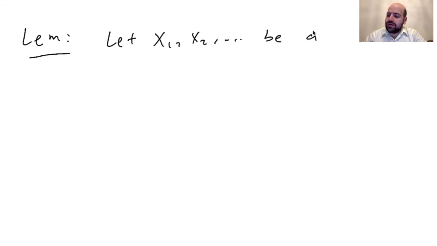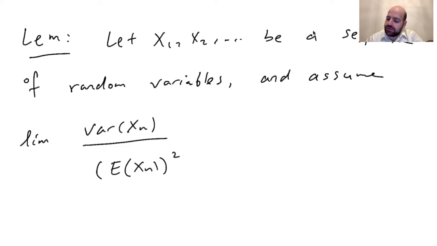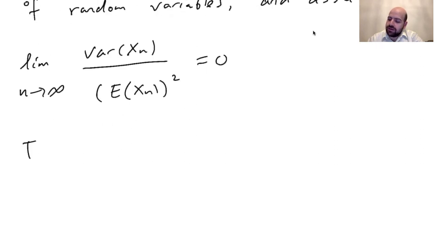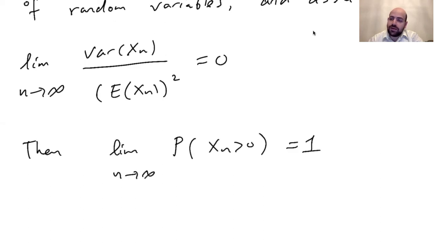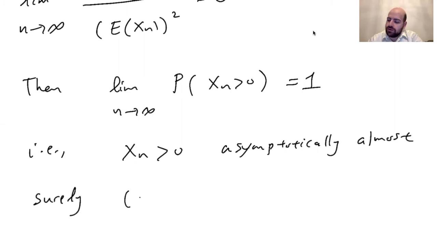Okay, another result that we need for this topic is the following lemma. Let X1, X2, ... be a sequence of random variables and assume that the limit of variance of Xn divided by the expected value of Xn, the whole squared, as n goes to infinity is equal to 0. Then the limit of P of Xn bigger than 0 as n goes to infinity is equal to 1. And this means that Xn is bigger than 0 asymptotically almost surely, abbreviated by AAS.